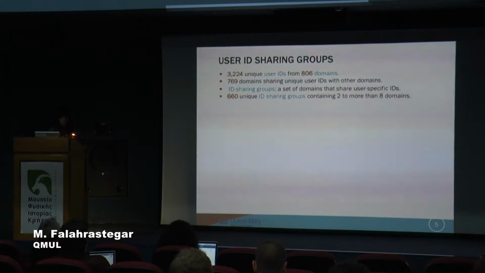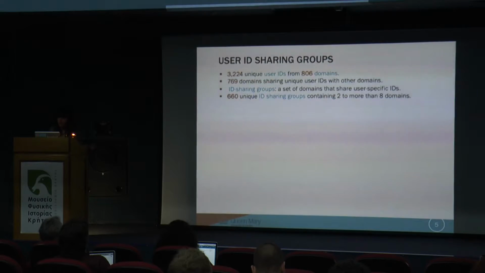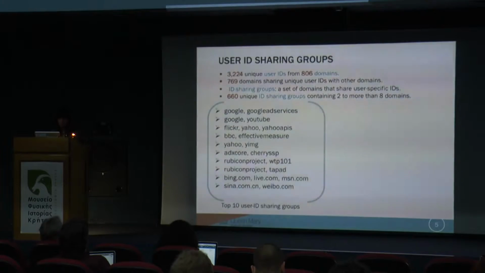Knowing the user-specific identifiers, we defined ID sharing groups, meaning any set of domains that are sharing this identifier with other domains. We identified more than 600 ID sharing groups, containing 2 members up to over 8 members. So here we are looking at the top 10 user ID sharing groups based on the frequency of their occurrences. Sharing between Google and Google Ads services, and Google and YouTube are amongst the top 10.